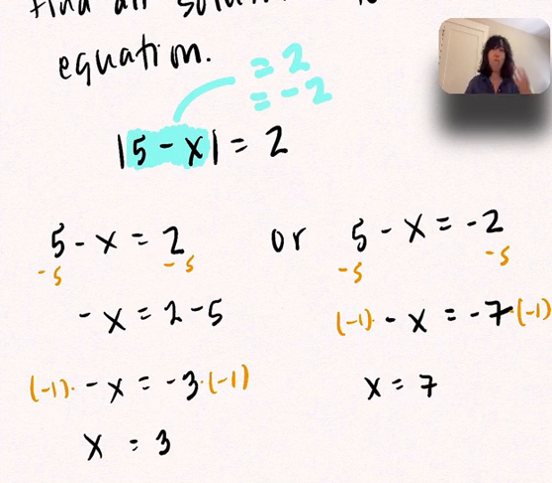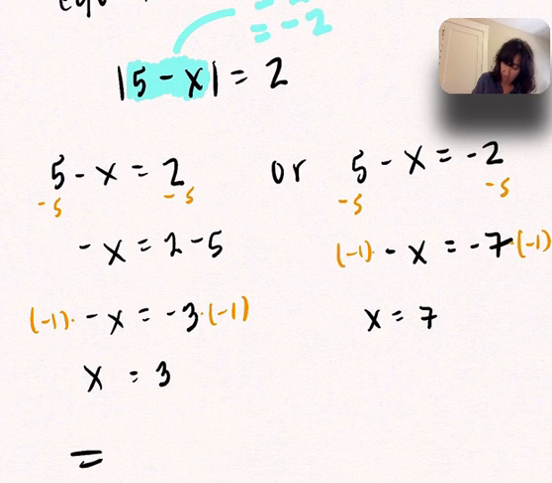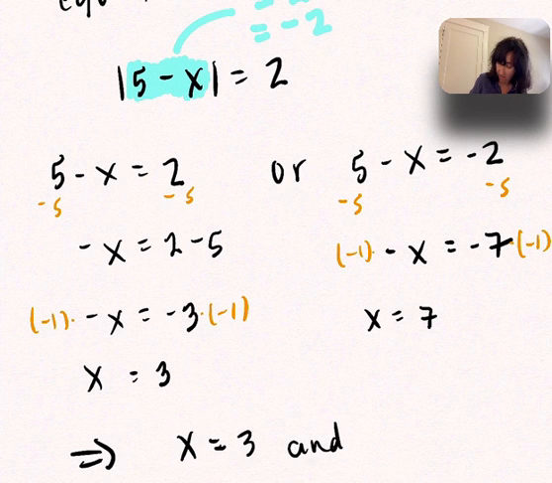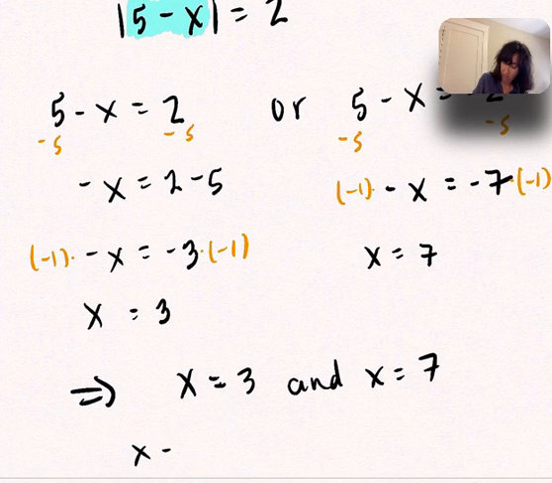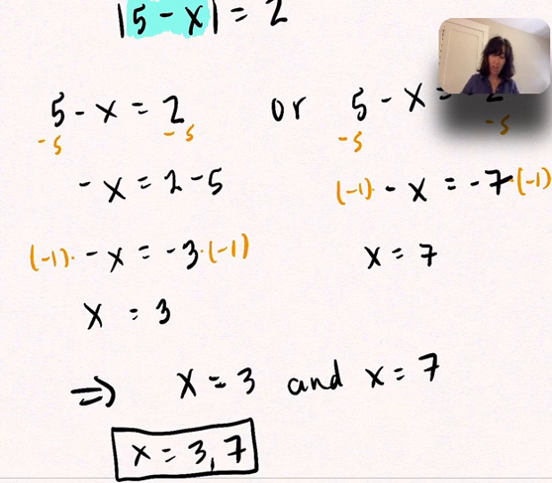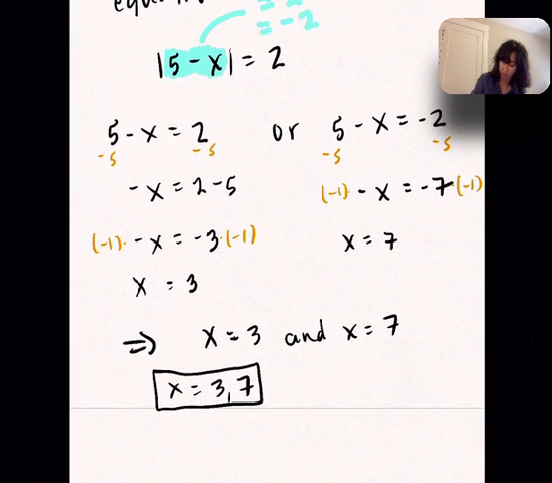Now this gives us two numbers for x that should satisfy the equation that we're looking at. So this gives us two solutions, x equals 3 and x equals 7. So we have two solutions, x equals 3 or 7. I'm going to separate them by commas. We can actually check our answers. So let's double check and make sure that these are correct.